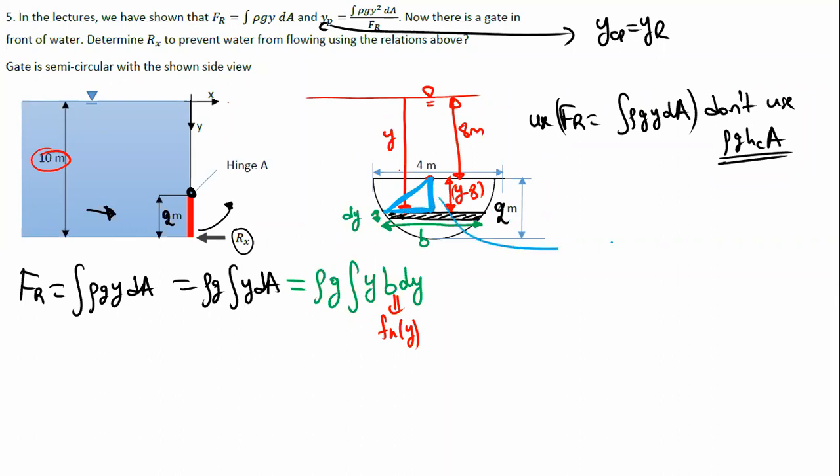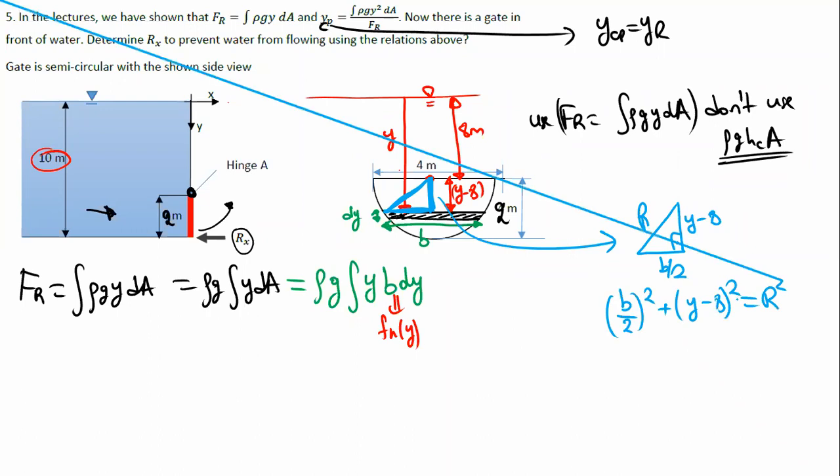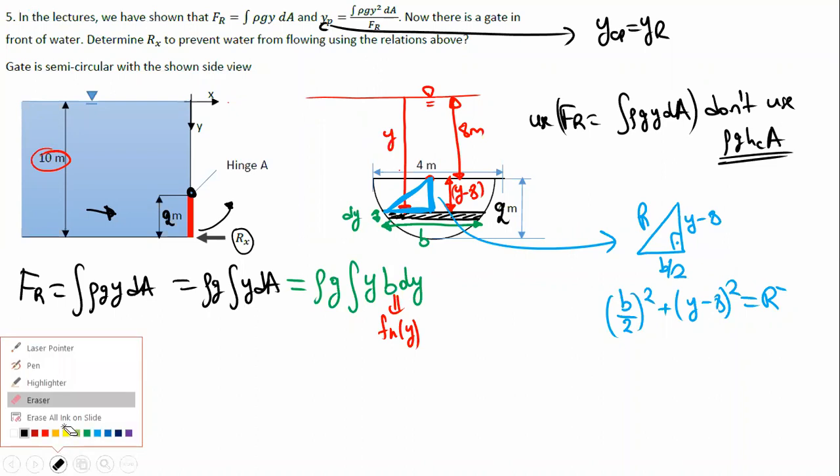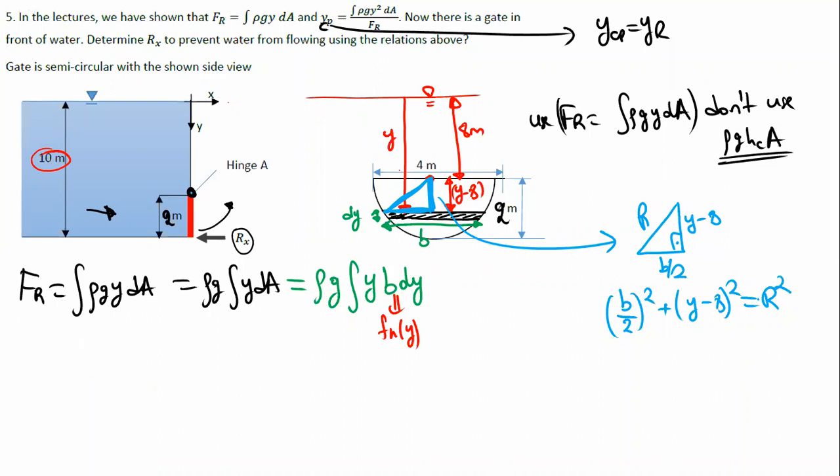Let me write the rectangle here in a different view so you can see it. This part is y minus 8, this part is b by 2 because it's at half of it, and this part is r. This is the rectangular area. So then b by 2 squared plus y minus 8 squared will be r squared, okay?